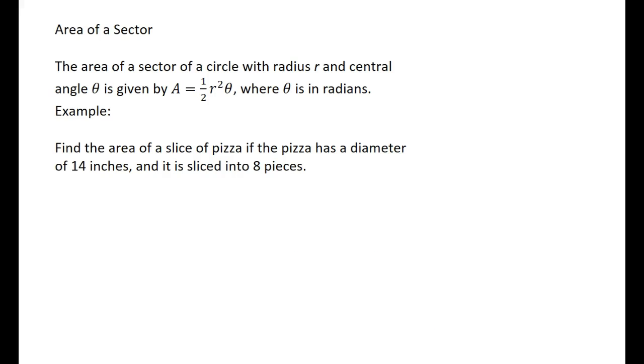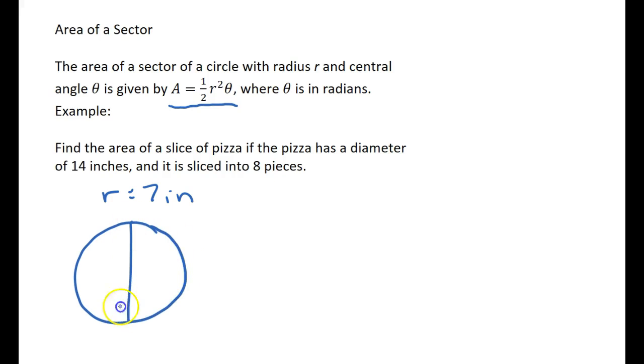So we learned how to do arc length. How about area of a sector? Well, the area of a sector of a circle with radius r and central angle theta is given by this formula. The area is 1/2 r squared theta, where theta is in radians. Okay, so let's say we've got a slice of pizza, and the pizza has a diameter of 14 inches. All right, that means the radius is 7 inches, and it's sliced into 8 pieces. Okay, so how much is 1 piece?